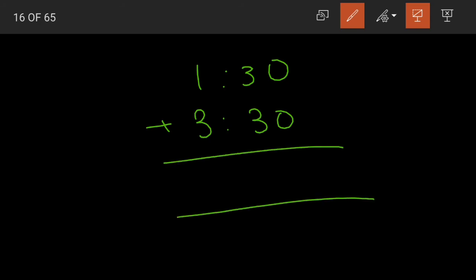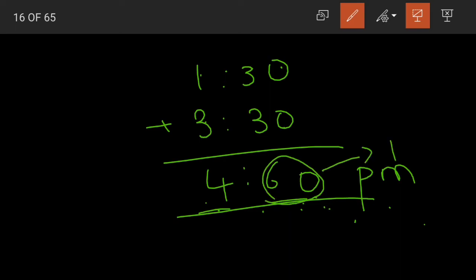So she came at 1:30. She stayed for 3 hours 30 minutes. So what is the total here? 3 plus 1, 4 hours 60 minutes. Do we have any time which says like this, 4 hours 60 minutes? No, 60 minutes is equal to 1 hour. 60 minutes is equal to 1 hour.